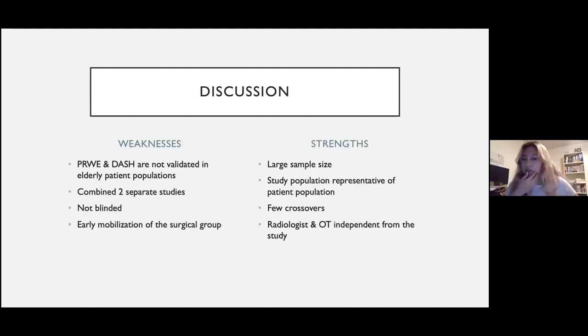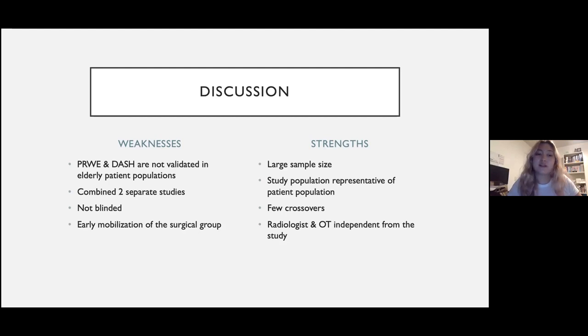So a few points of discussion. While the PRWE and DASH are validated upper extremity outcome measures, they're not validated specifically in elderly patient populations. This is still the best method that they have though, so we can't really hold it against them for not having something different. I've given the DASH before, and like I've mentioned, there are some questions designed for people who don't already have existing shoulder stiffness, which comes naturally as you age. So if there were ever to be a validated outcome measure specifically for elderly patients, that could be a great addition.